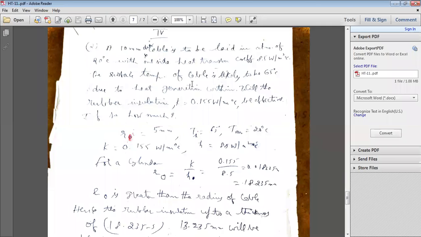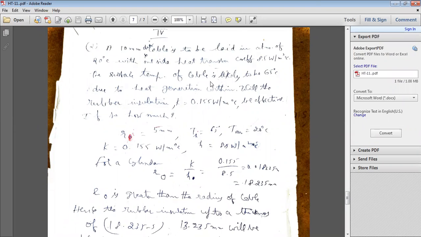The surface temperature of the cable or pipe is likely to be 65 degrees centigrade. T1 is 65 degrees centigrade. T free stream is 20 degrees centigrade. The radius of the cable, Ri, is the diameter 10 divided by 2, that is 5 mm.